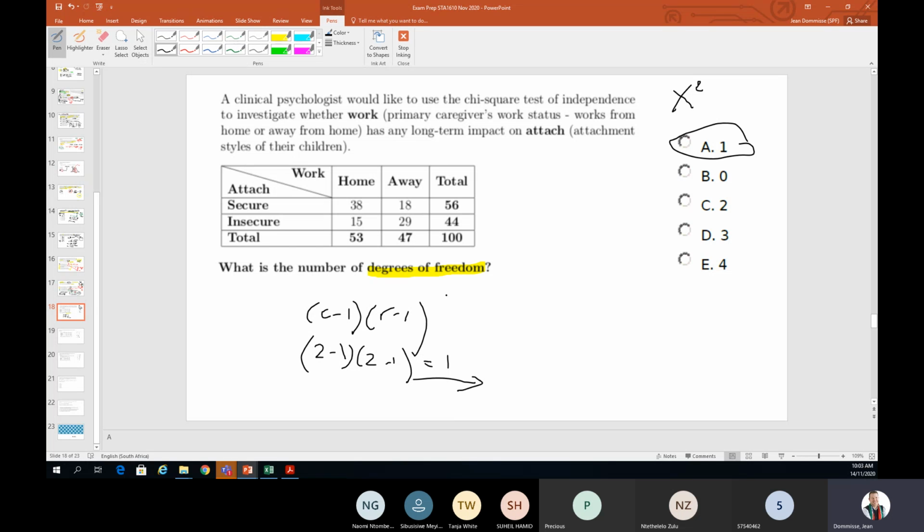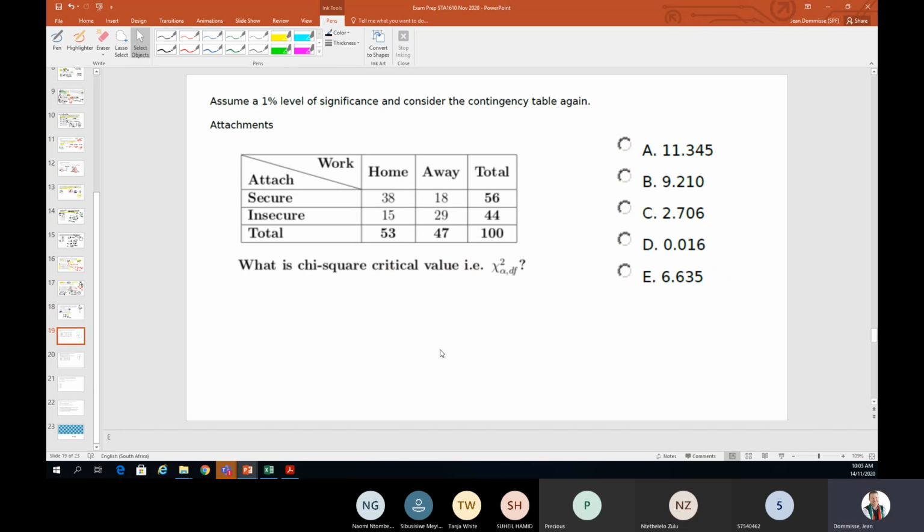Degrees of freedom is a nice one. Just remember, you don't take the total into account when you work with chi-square. So that is not a variable. So it was home and away, so 2 minus 1, secure, insecure, 2 minus 1. Oh, on the same table. Okay, so a lot of things that we've been doing today, we're referring to the table. So we know the degrees of freedom was 1.